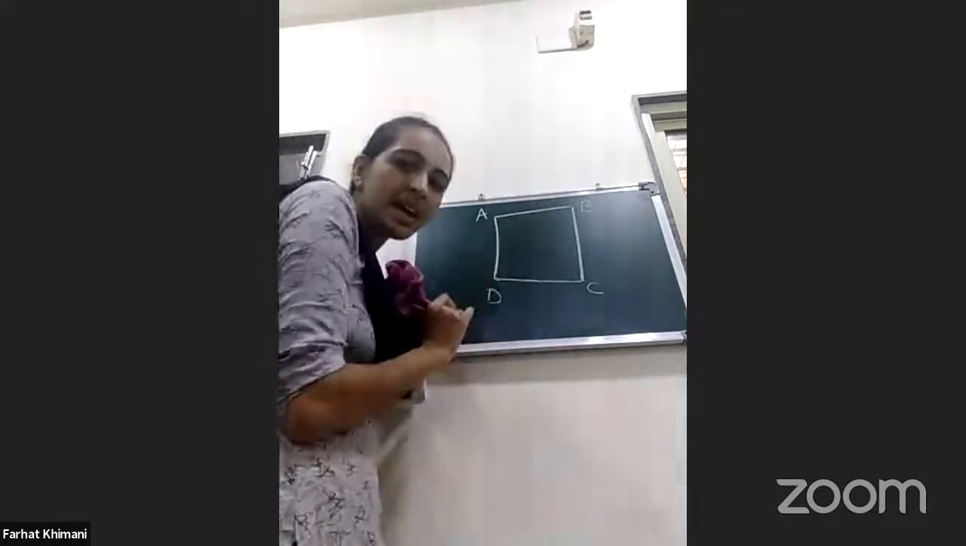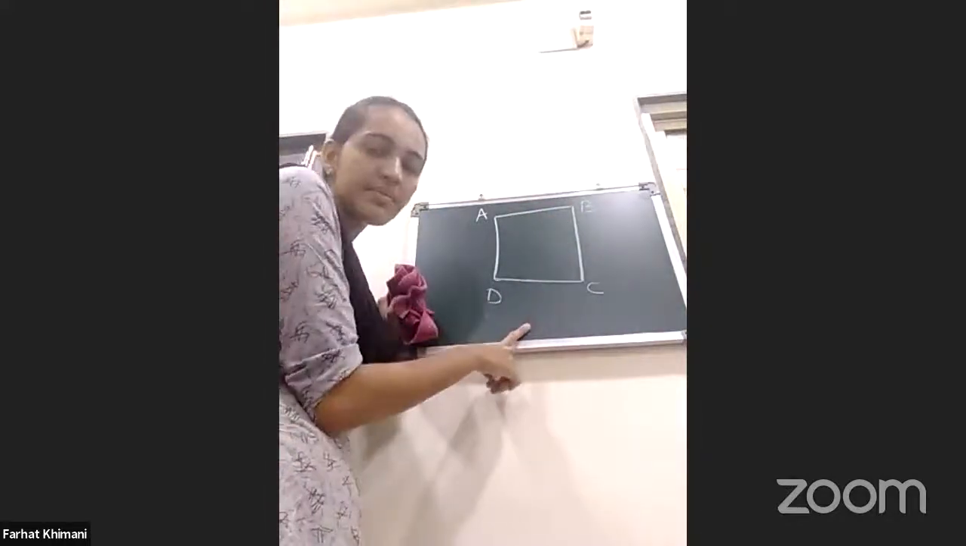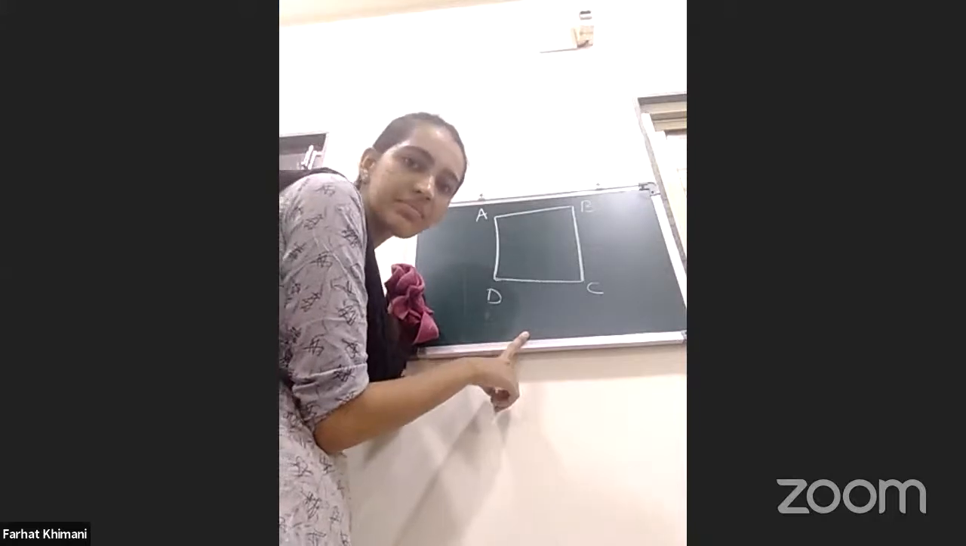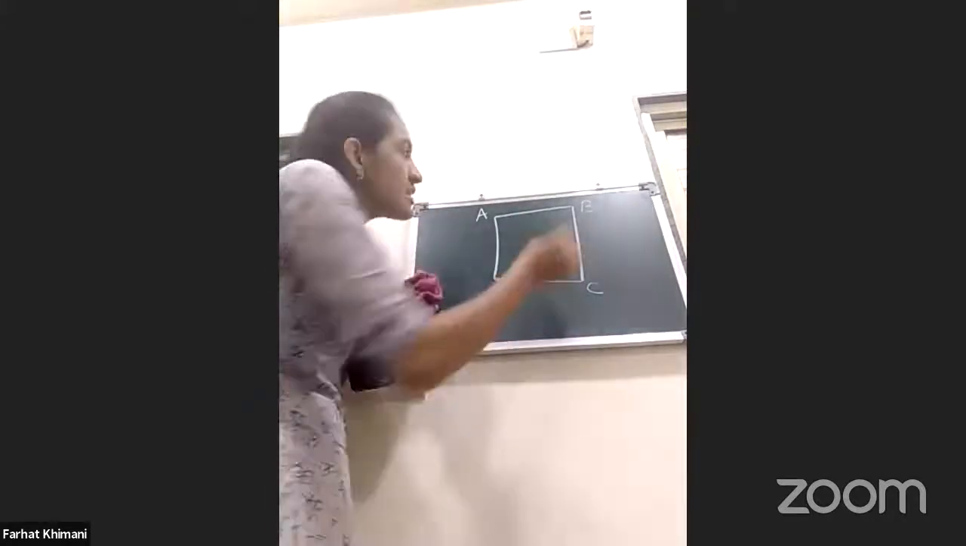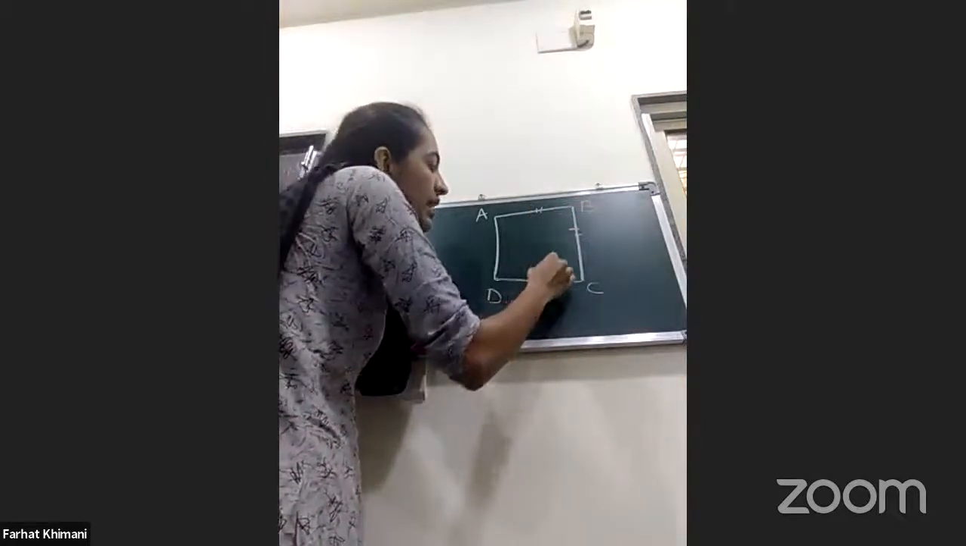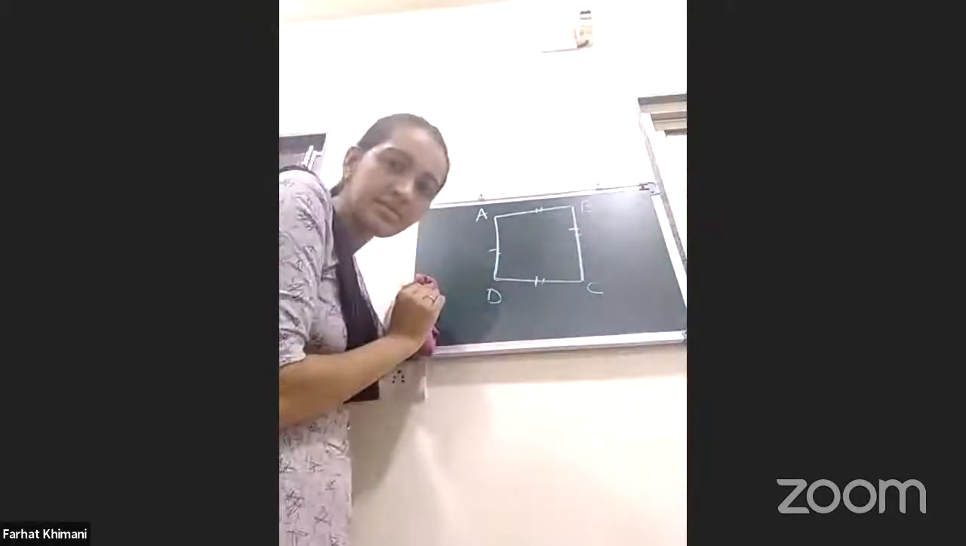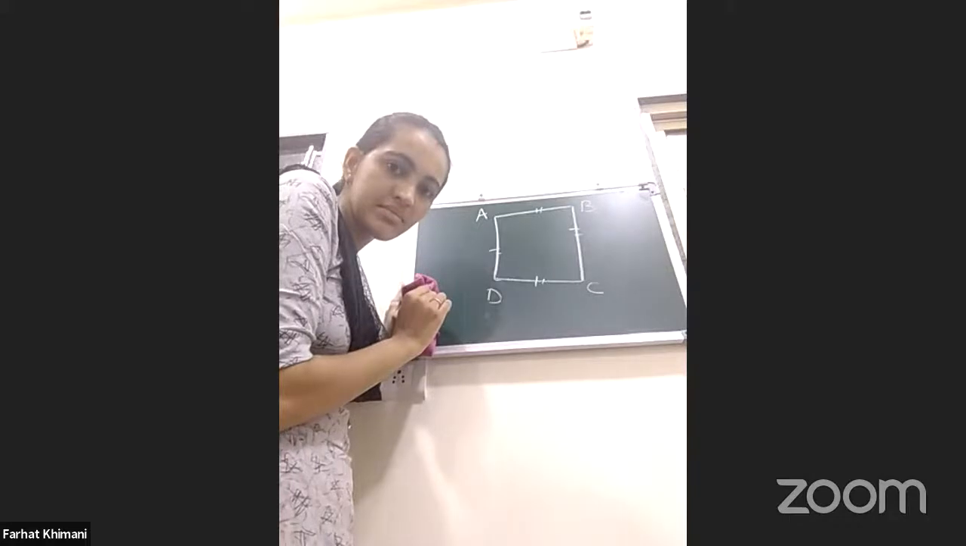See, this is a square. Can you see it, Atishi? Yes, ma'am. Okay. So what do we know about a square? All four sides of the square have the same measurement. Yes, ma'am.